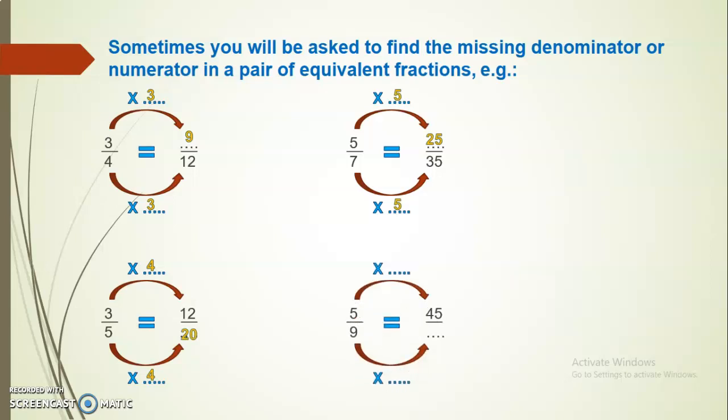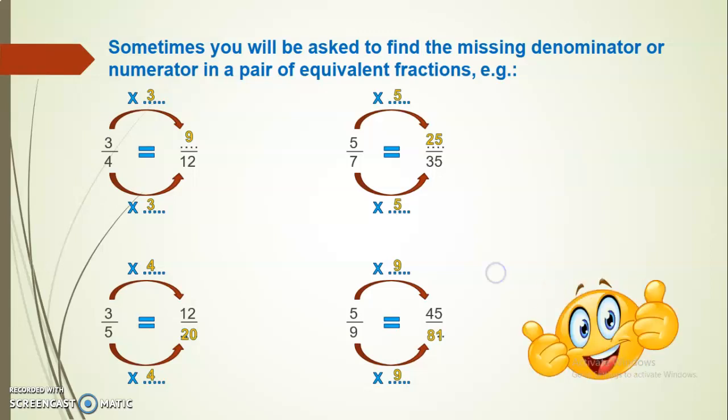5 over 9 equals 45 over dots. What is the relation between 5 and 45? 5 times 9, it will be 45. So 9 times 9, it will be 81.